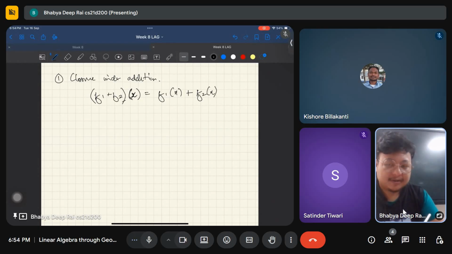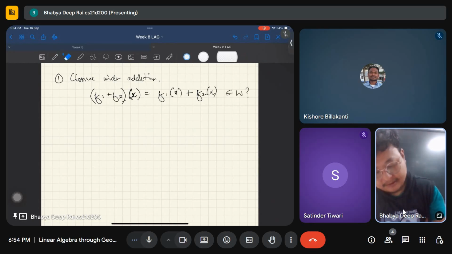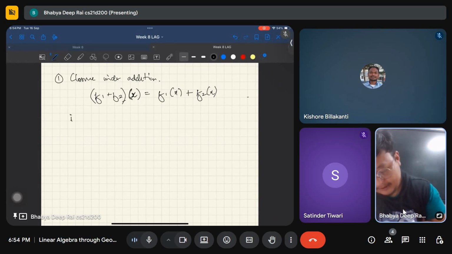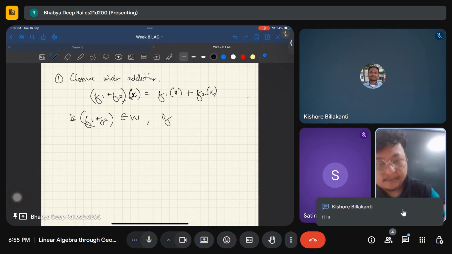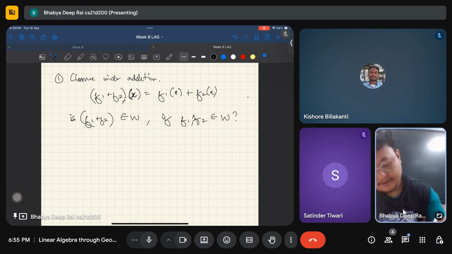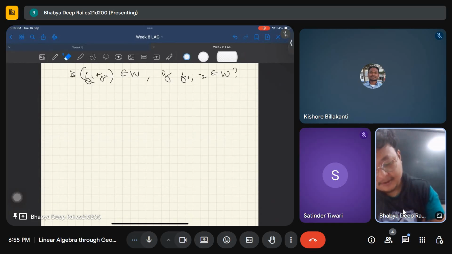Now, is this closed? Let's see. Is this in W? That is what we are asking. Is f1 plus f2, or over x, let's not parameterize it yet, in W, if f1, f2 are in W? So this is the statement of the closure property.